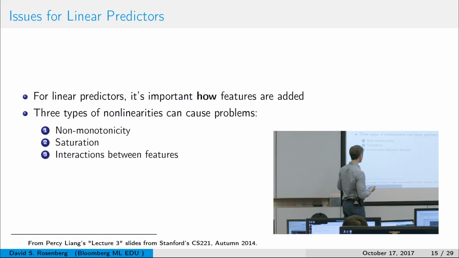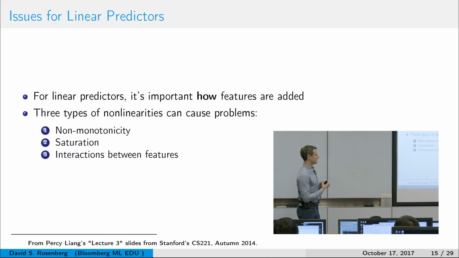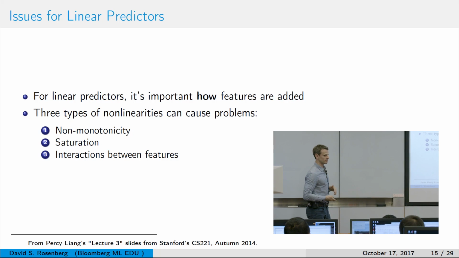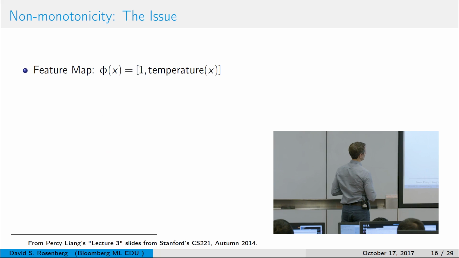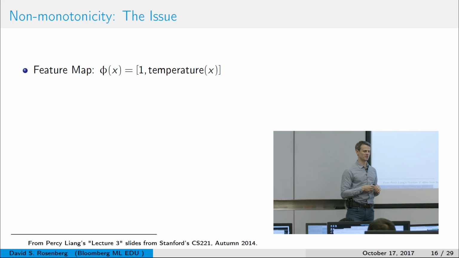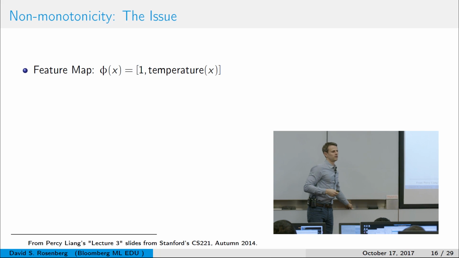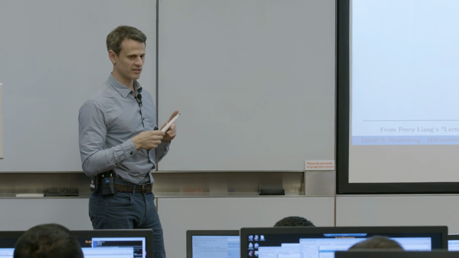So here's some specific nonlinearity issues we're going to talk about. Non-monotonicity, saturation, and feature interaction. Those are our big three. So first, a person's temperature. You take their temperature, right? It's a health indicator. So if we just fed in temperature as a feature to a linear model, does this have a chance of working well?